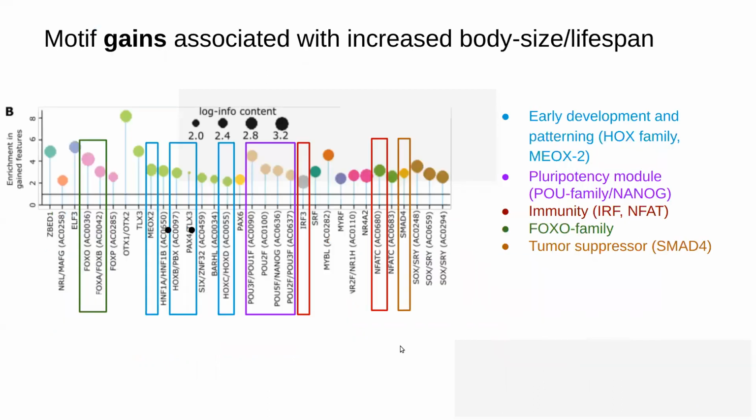We can do precisely the same motif-centric analysis looking at global gains, which is what we have the most of. There's a diverse set of motifs that have been gained, but just to highlight a few, we see some early development patterning, like in the Hox family. We do see the pluripotency module, so the POU family and NANOG, and some immunity-related things. So the FOXO family, which has been implicated in longevity in a number of different organisms, and also the tumor suppressor SMAD4, which has been expanded in some long-lived species.